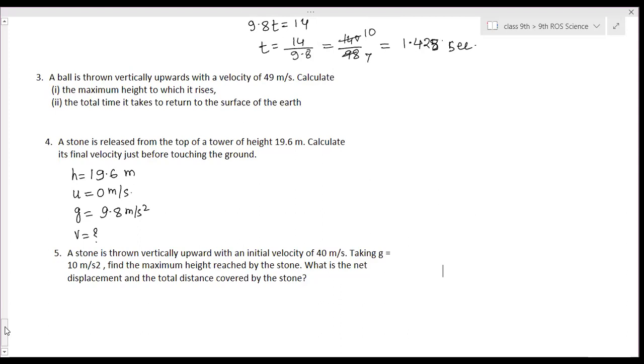Ma'am, the fourth one answer is 6 point something I got. The fourth one is 19.6. V square is equal to U square plus 2gh. This is 0 plus 2 into 9.8 into 19.6. 19.6 into 19.6 is V square. So V is equal to 19.6.